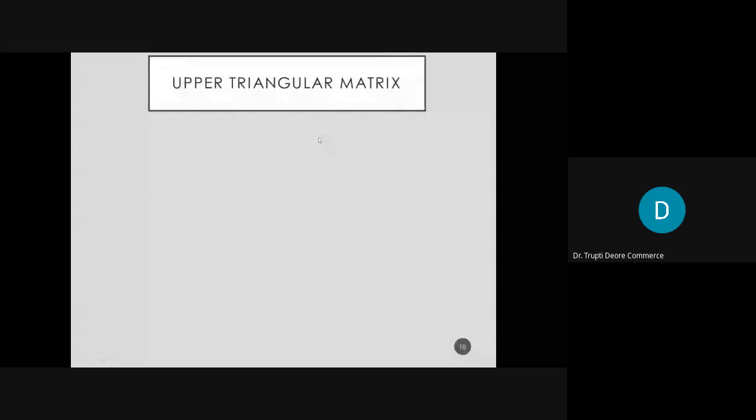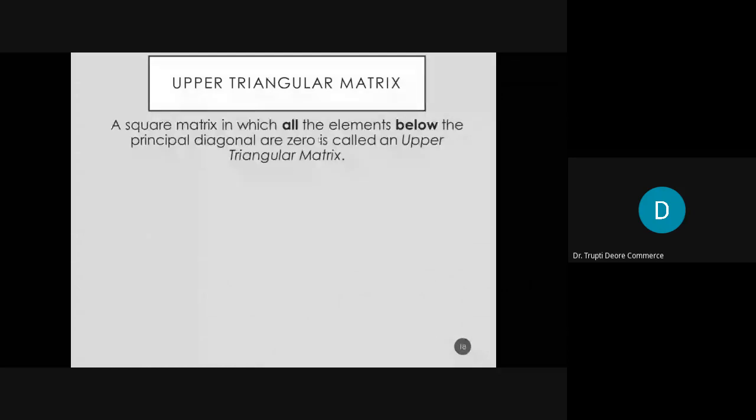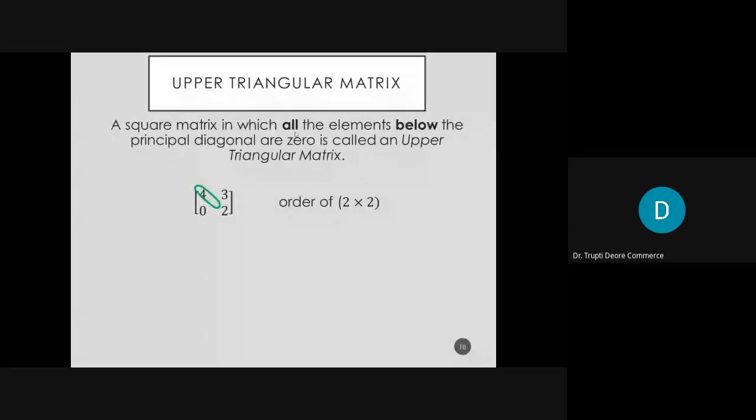Now second last type, that is upper triangular matrix. Upper triangular matrix means a square matrix in which all elements below the principal diagonal are 0 is called an upper triangular matrix. So let's check out this one. Here is the triangular, right? 4, 2 is your diagonal, right, and the elements below the principal diagonal, this one is 0. It means it's an upper triangular matrix. Same here.